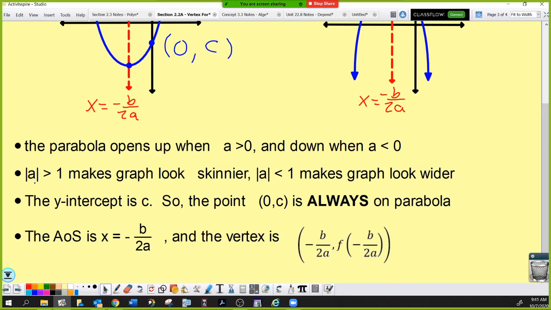That won't frighten you? All that says is find the axis of symmetry and plug it in. That's what that says. That says find what x equals and plug it in. It looks frightening. It's not. You find what x equals and you plug it in.